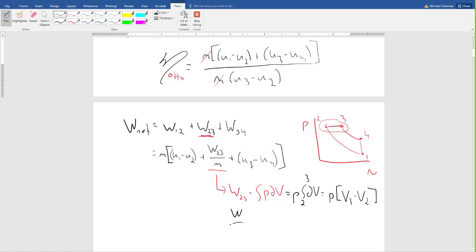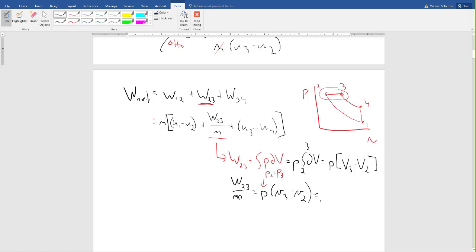What I really want, though, is work divided by the mass, from state 2 to 3. So if I divide this by the mass, then I get P times little v3 minus little v2. So that's now specific volume instead of volume. So what do we do now? We remember that this constant pressure is P2 and it's P3. So I'm going to multiply this through, and I'm going to make it P3 when I multiply by v3 and P2 when I multiply by v2. So this is P3 v3 minus P2 v2.